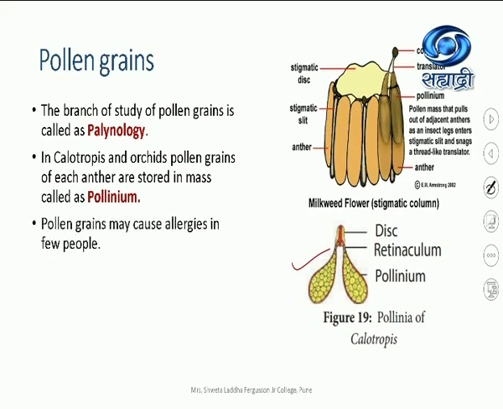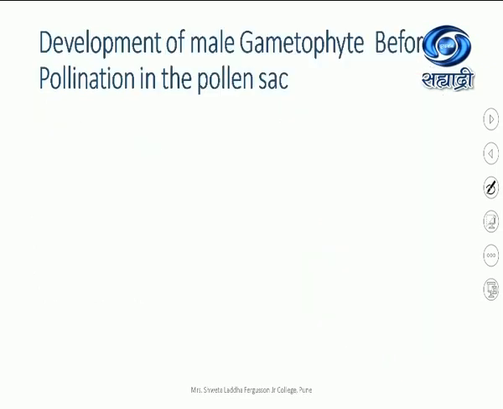Pollen grains may cause allergies in a few people. You might have heard of pollen grain allergy. Pollen tablets sometimes are used as food supplements because they are a rich source of nutrition, especially by athletes. As they have different types of vitamins and minerals, they are a good source of nutrition. Now we will see the development of male gametophyte before pollination in the pollen sac.